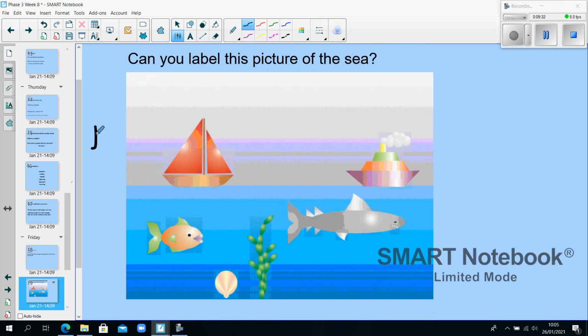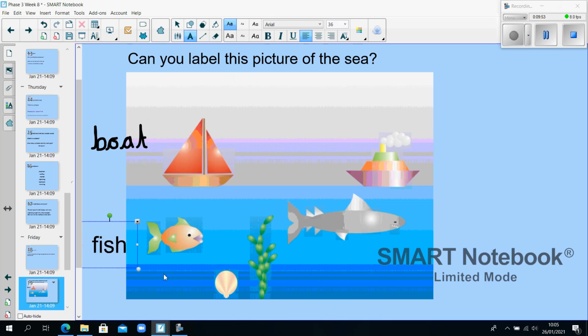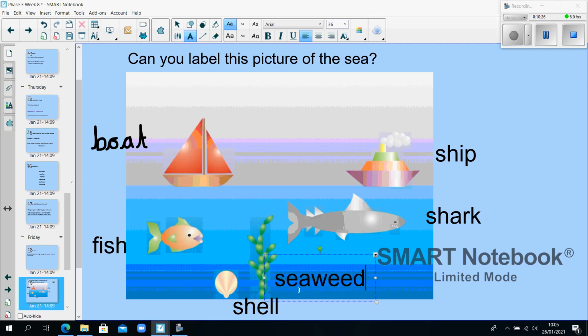Let's have a look. We've got a boat. B, oa, t. Boat. We've also got a fish. Fish. We've got a shark. Shark. We've got a ship. Ship. And we've got a shell. Shell. Oh, we've also got a two-syllable word. Sea, weed. Seaweed. Well done.